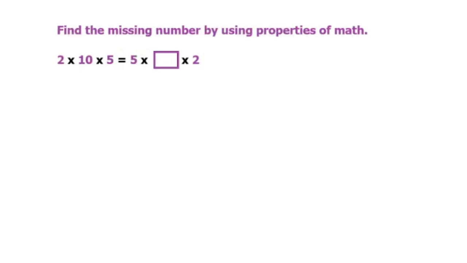In this lesson, we're going to use the properties of multiplication to help us calculate a whole bunch of numbers. So if we have a problem like this that says find the missing number by using properties of math, and these are all multiplications, so we're going to use properties of multiplication. So we have 2 times 10 times 5 equals 5 times a mystery number times 2.